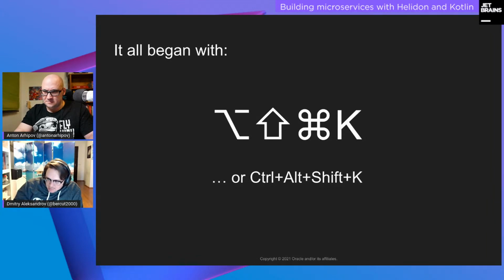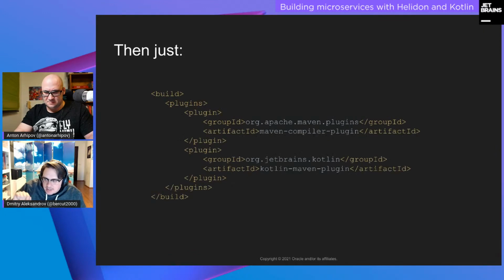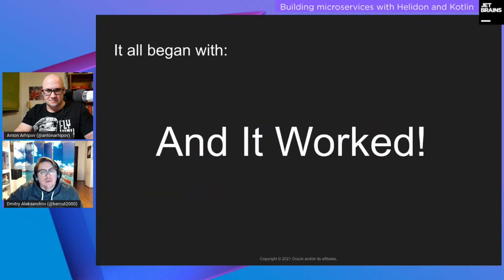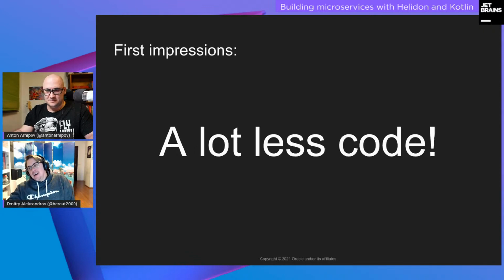And the funny thing is, when I pressed this button, I received my Kotlin code. I just added the Kotlin Maven plugin to our build plugins, and it worked. And it was so cool. As a result, I got a lot less code, which is the Kotlin way, because Kotlin saves you so much boilerplate and all of that stuff. So as a result, I really got a lot less code. And actually, let us try.